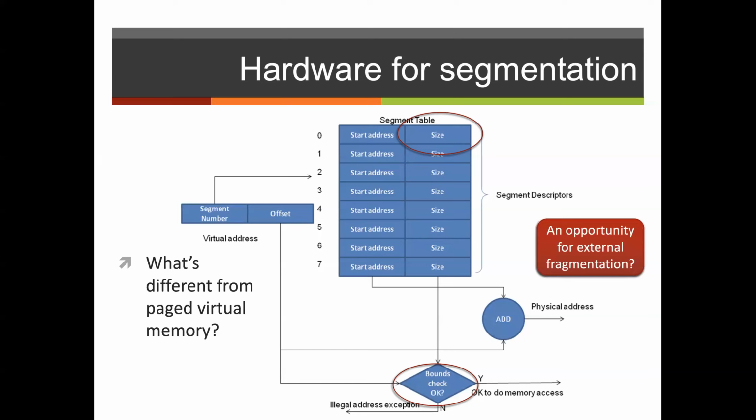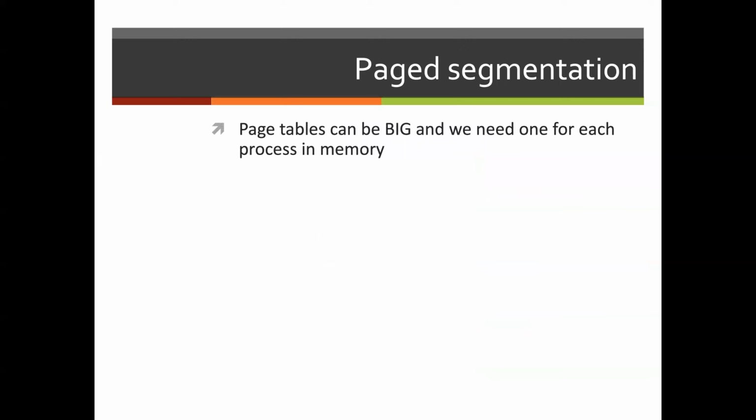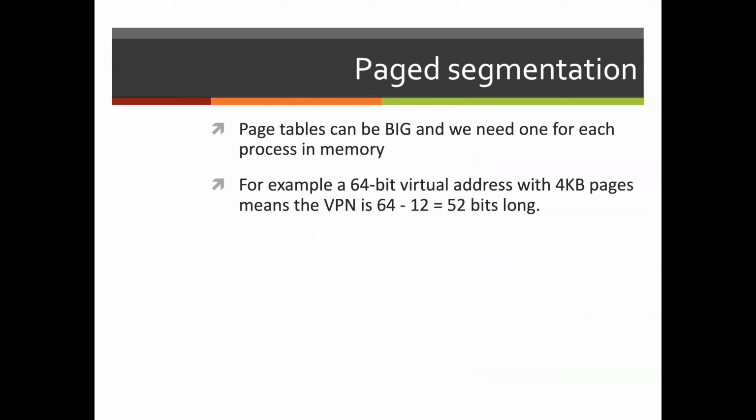So one thing to keep in mind is that this could be an opportunity for external fragmentation. One thing that we want to keep in mind with page segmentation is that page tables can be big, and we're going to need one for each process in memory. For example, we could have a 64-bit virtual address with 4 kilobyte pages. That means that our VPN is going to need to be 64 minus 12, or 52 bits long.